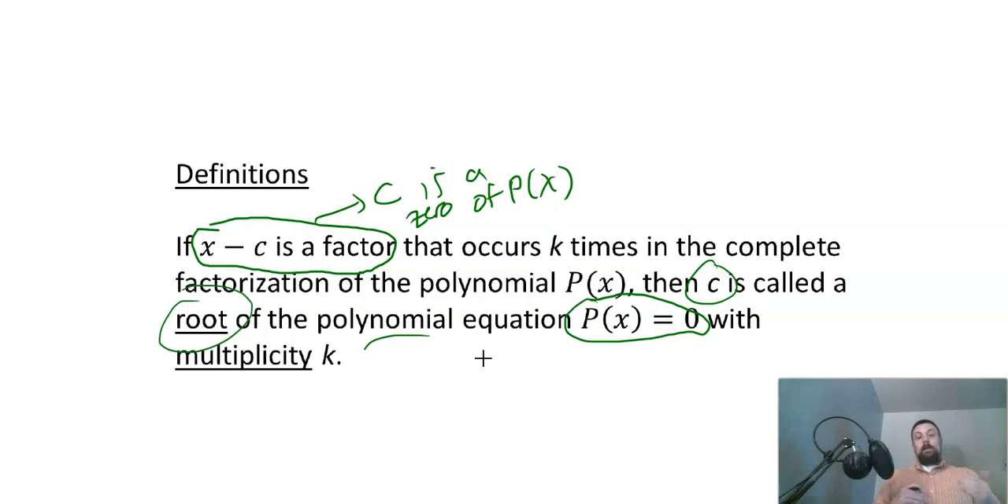The difference here is the context. So if we're talking about the polynomial itself, then we would call c a zero of that polynomial. If we're talking about an equation involving that polynomial, then we call c a root of that equation. Right? So it's a zero if it's just the polynomial, it's a root if it's a polynomial equation where it's equal to 0. All right. So it's a little bit confusing terminology.